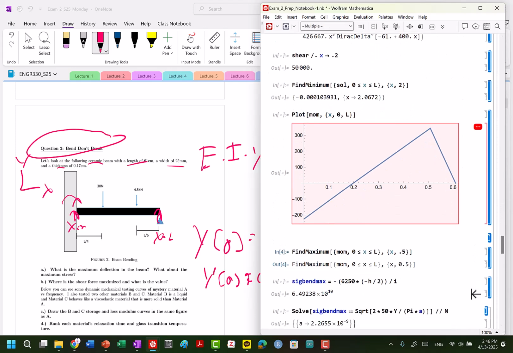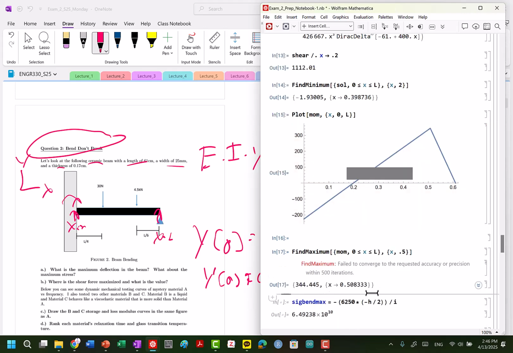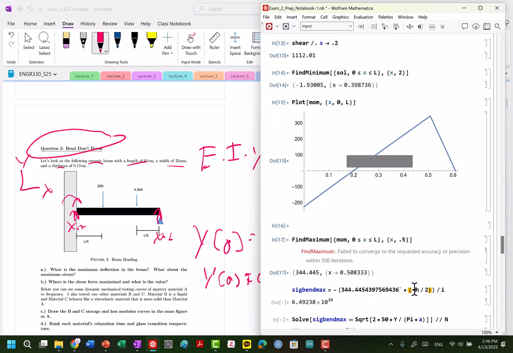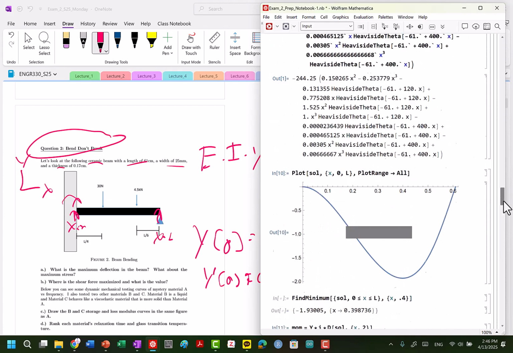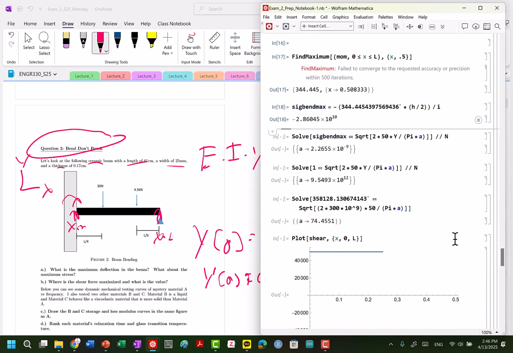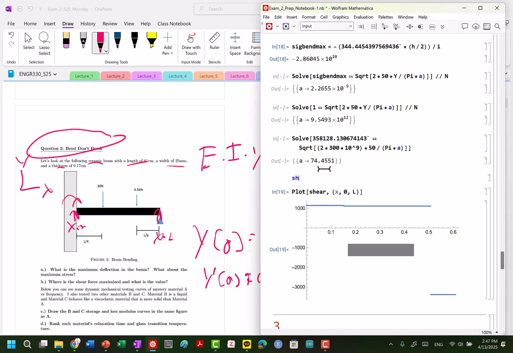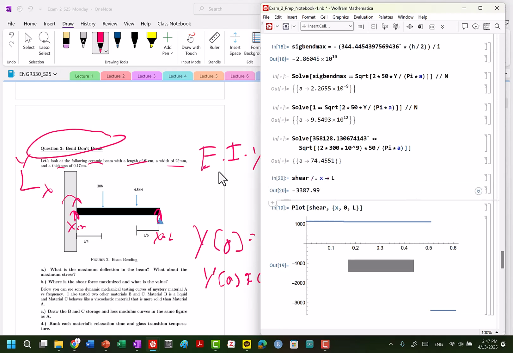Let's see if this works. Yep, 344, so I can plug that in. Again, if we're looking at the top of the beam, we should be in positive moment, but we should be in compression, so we should have a negative stress. There we go. Fantastic. Where's the shear force maximized? Let's plot the shear. And we can see the shear will be maximized right here. So we can just say, for example, shear at x goes to L. There you go. That's it.